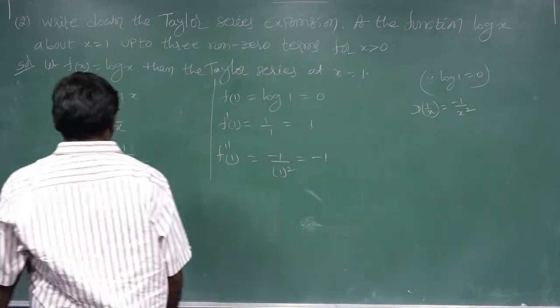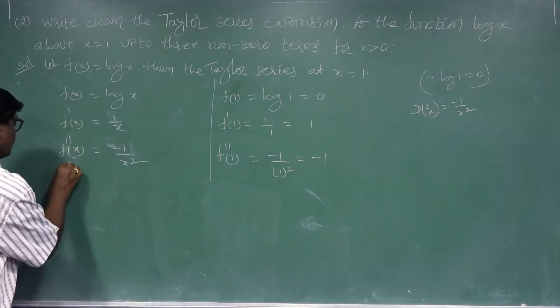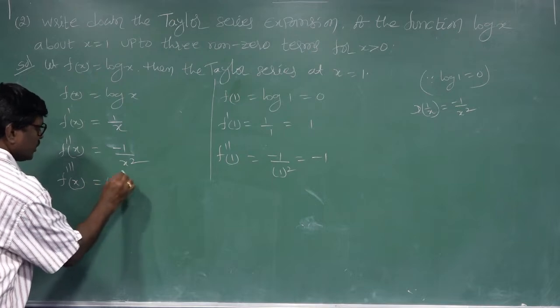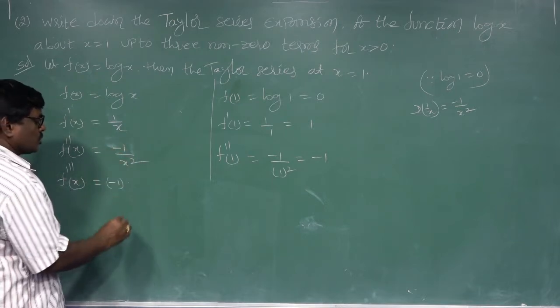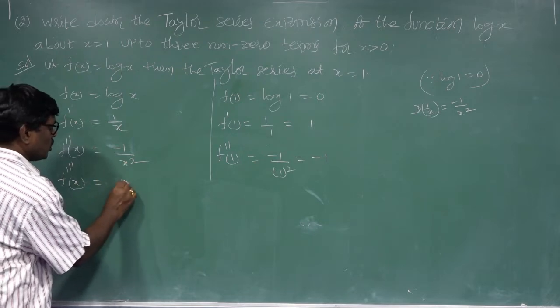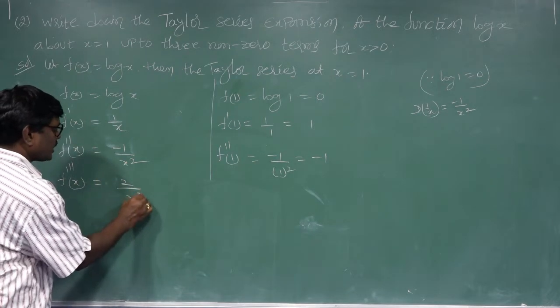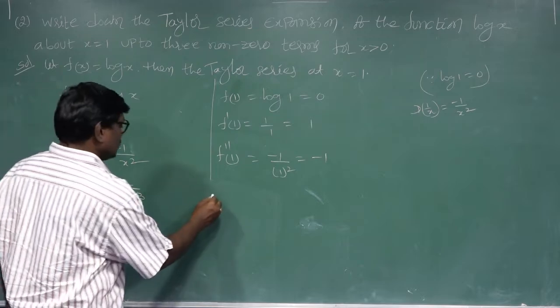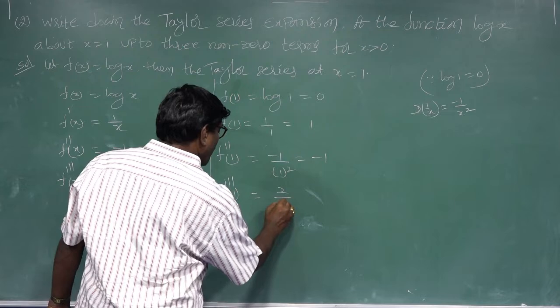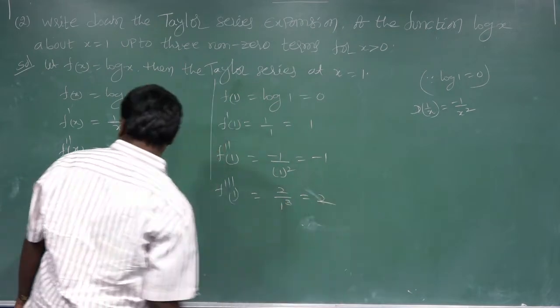Next, f triple dash x equal to minus 1 times minus 2, which is plus 2 by x cube. So f triple dash 1 equal to 2 by 1 whole cube equal to 2.